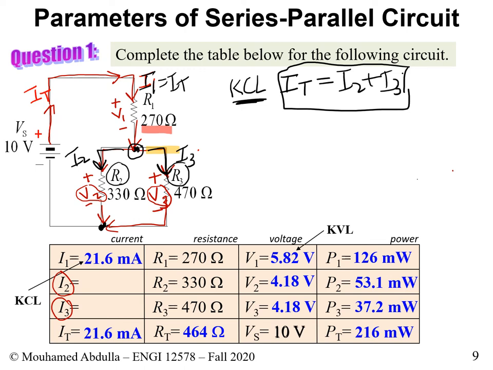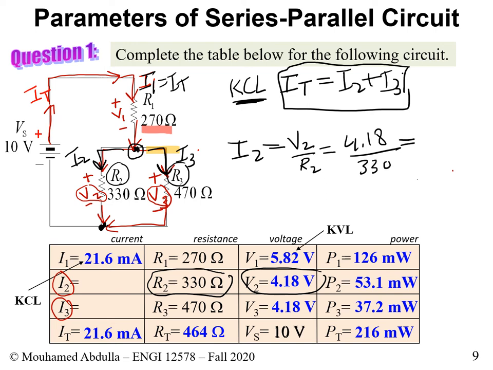One approach would be to determine I2 or I3 using the current divider rule, and certainly you could do that, but it will be too much work for no reason, right? We always want you to converge to the answer quickly. So perhaps a smarter way would be to simply use Ohm's law. You have the resistance, you have the voltage, so you could just use Ohm's law to determine your I2. So I2, through Ohm's law, would be the voltage V2 divided by resistance R2. And this is nothing else but 4.18 divided by 330. If we do the calculation, this gives us an answer of 12.7 milliamps for I2. And this is what we should get here.